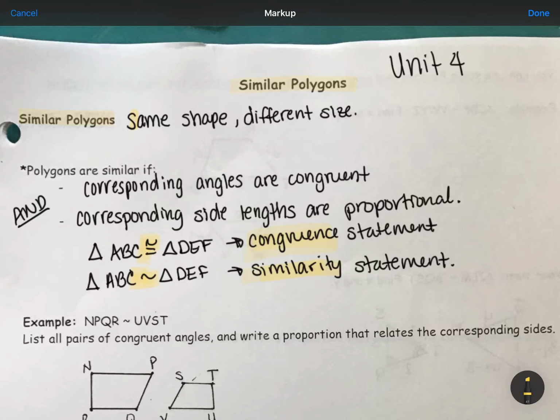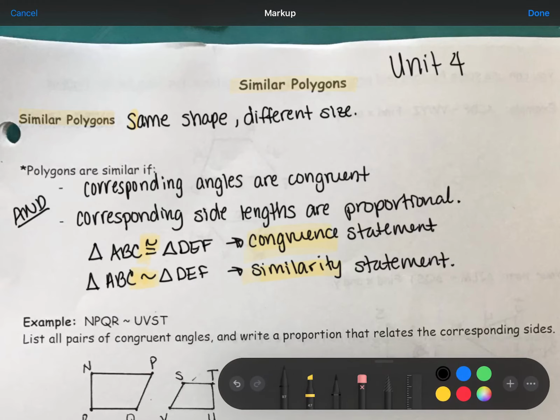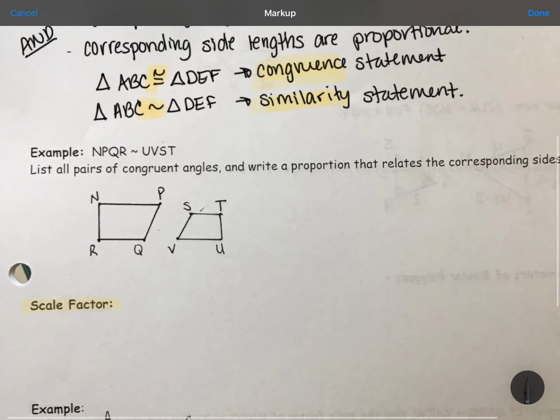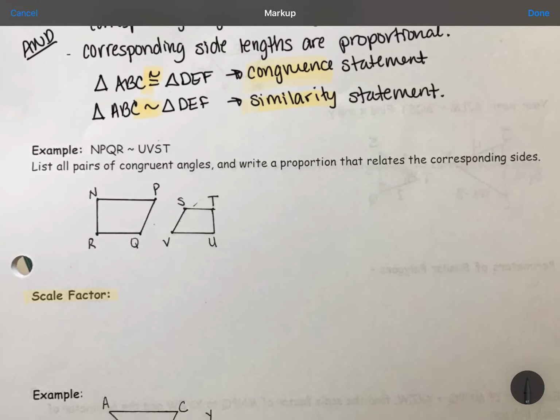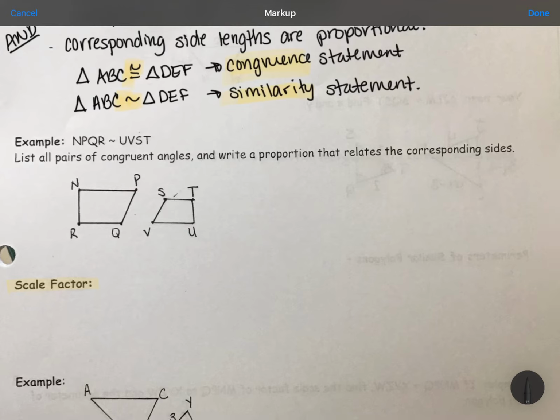All right, so here's an example. We've got quadrilateral NPQR is similar to UVST, and this is a quadrilateral because it's got 4 vertices, it's got 4 sides. And they want us to list all the pairs of congruent angles and write a proportion that relates the corresponding sides. So I really like to focus in on the similarity statement because that helps me organize my angles, especially when these things are not the same size and things have been flipped and turned or rotated.